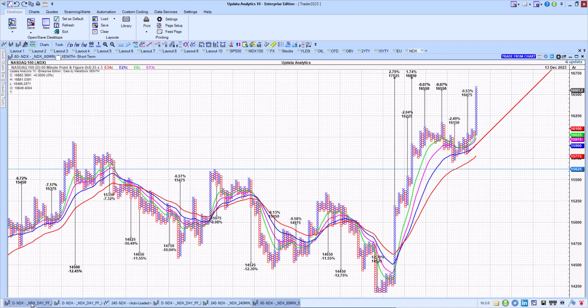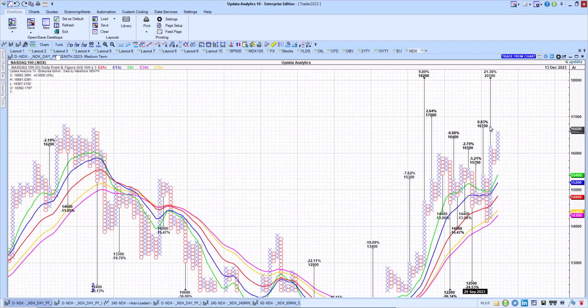Let's go back to the daily. Keep an eye on 16,700 and 17,000 as the next upside point and figure chart targets.